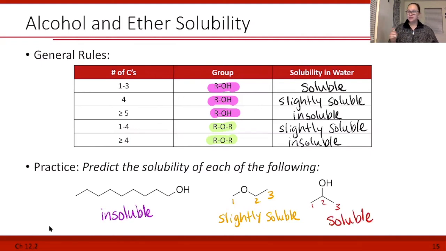So that's how you read it. You look at the functional group and you look at the number of carbons and see if it would be soluble or not. Okay, so that is all about the solubility of alcohols and ethers, and I will see you guys in the next video.